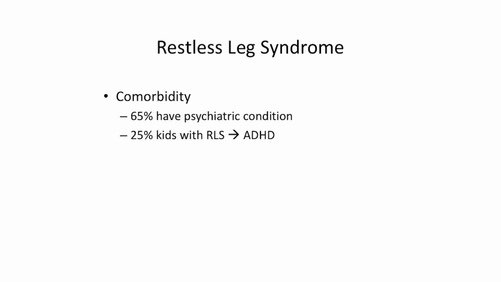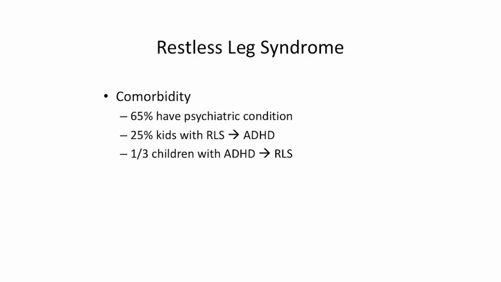Comorbidity of restless leg syndrome. 65% of individuals with RLS have a psychiatric comorbidity. In children, 25% of kids with RLS have ADHD. One third of kids with ADHD have RLS.